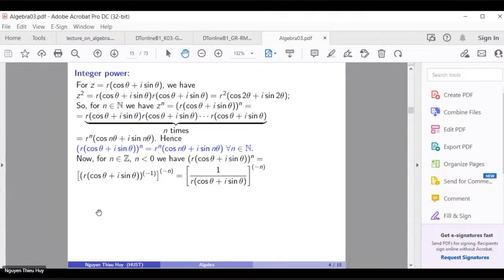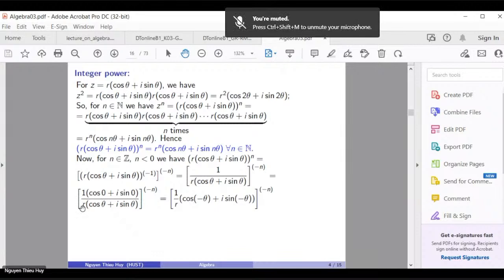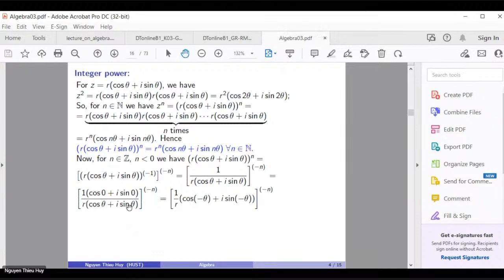Modulus is 1, so 1 multiply what? What is the argument of cosine 0? Yes, this is exactly what he said. So 1 multiply cos 0 plus i sine 0, divided by r cos theta plus i sine theta. So we just divide the modulus here, you obtain 1 over r, and you take the difference of the arguments, theta 0 minus theta, you obtain cos of minus theta plus i sine minus theta.